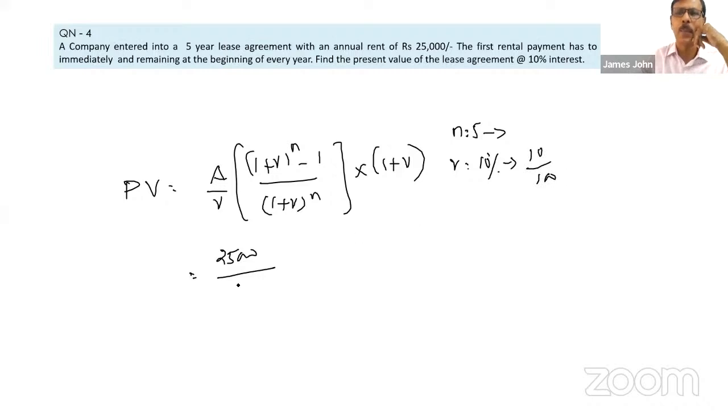10 by 100. That means 0.1. Sir, the formula has 1 plus r. For present value, no, sorry, future value, this is not there. Yes, this is not there. For future value, it is there. Correct.